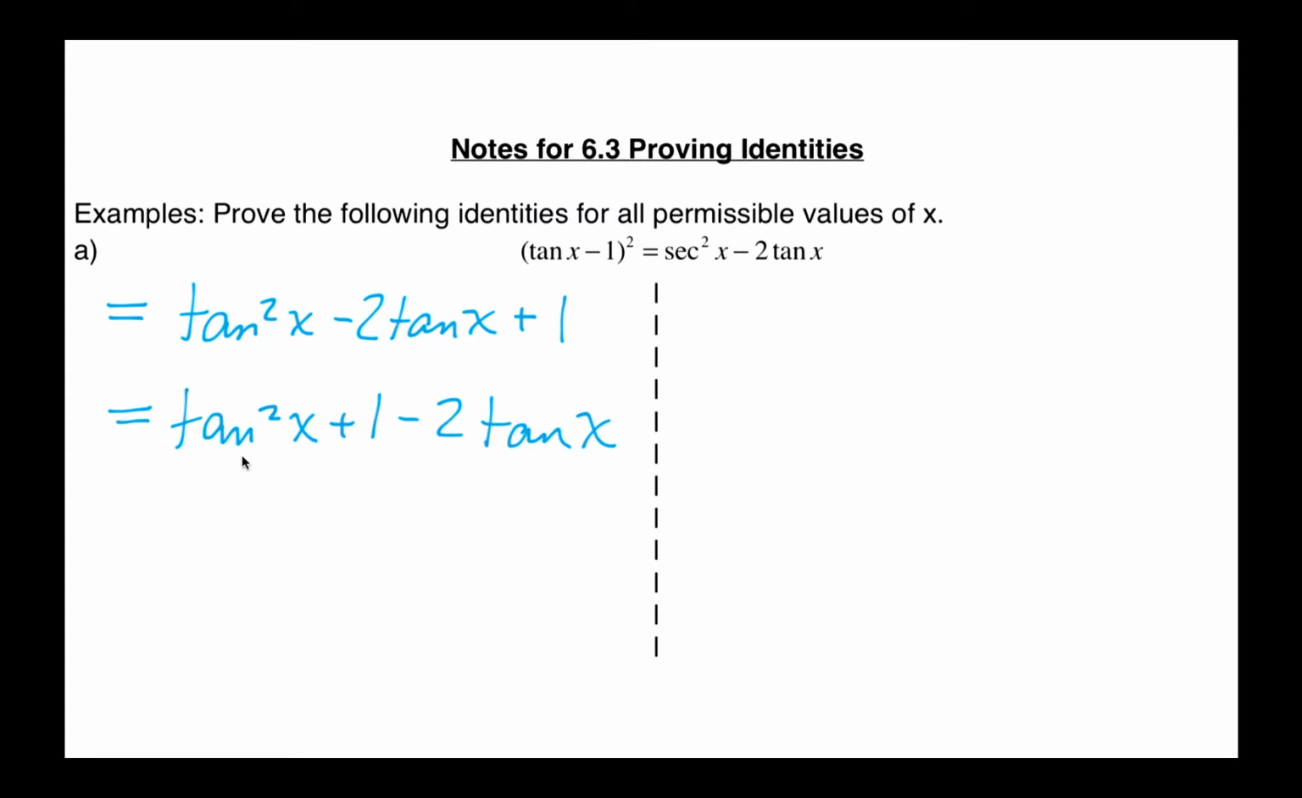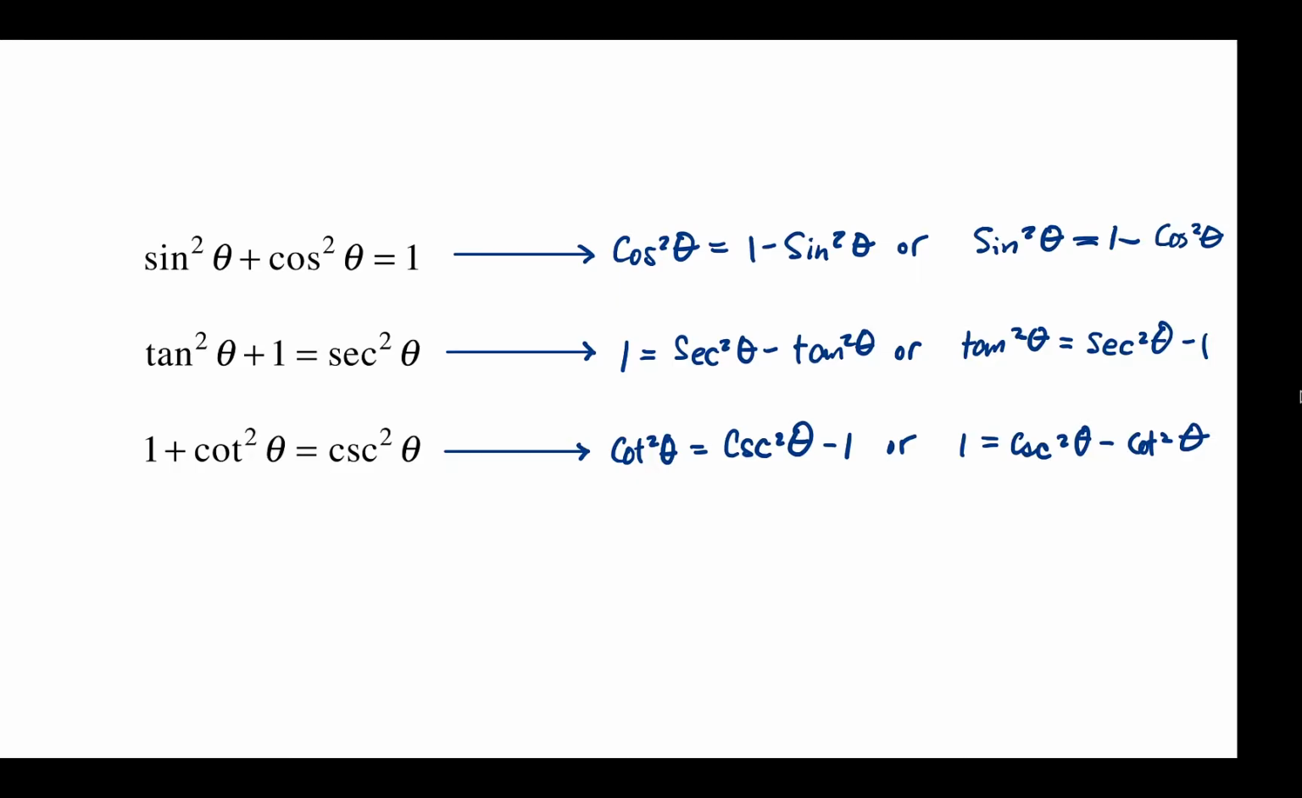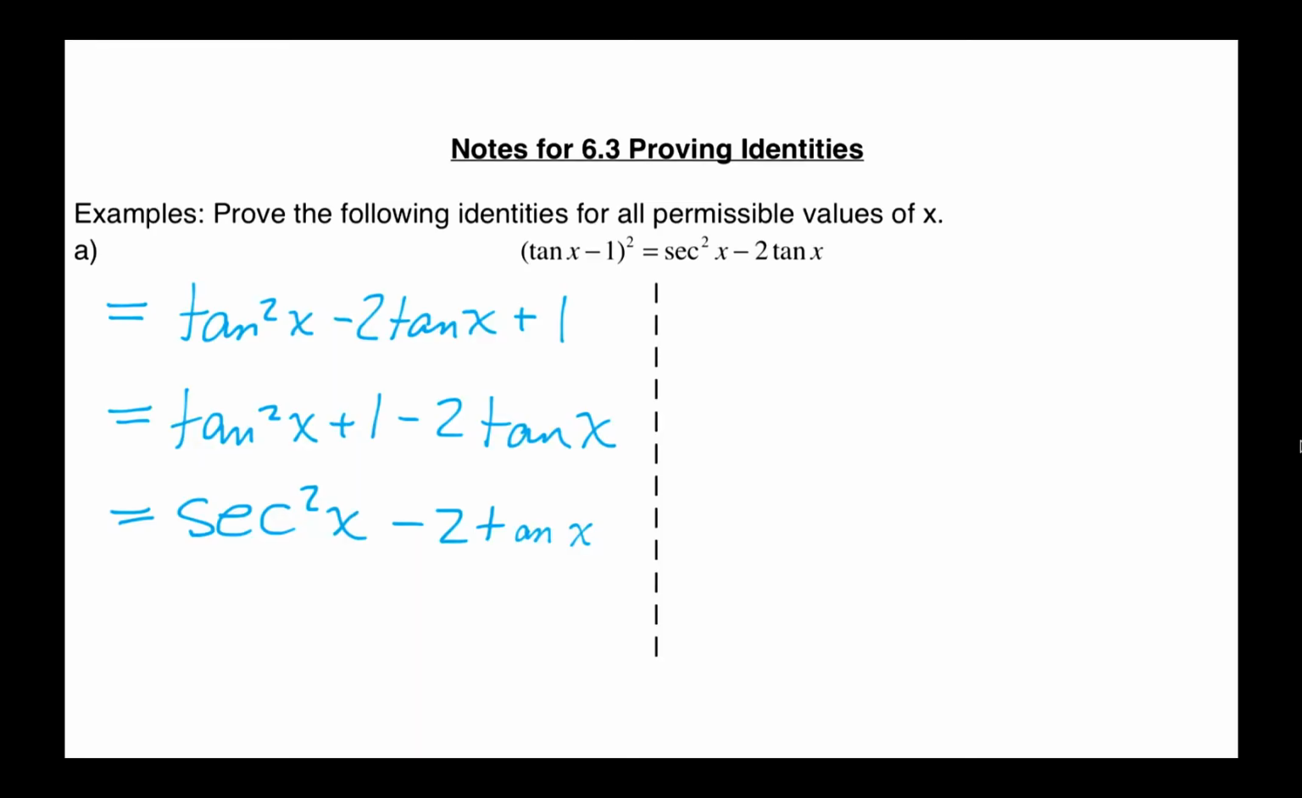I've got tangent squared x plus 1, and I've got secant squared x on the other side. And well, tangent squared x plus 1 is equal to secant squared x. So I can just do that substitution using that Pythagorean identity. And so again, I can go back to the notes that I was writing up here. So I notice that tangent squared theta plus 1 is equal to secant squared theta. So that means that I can do this substitution here, and now I have a match for what I have on the right-hand side.